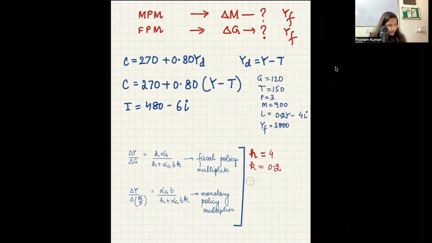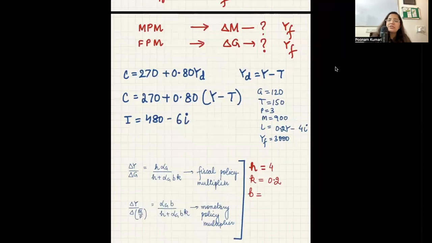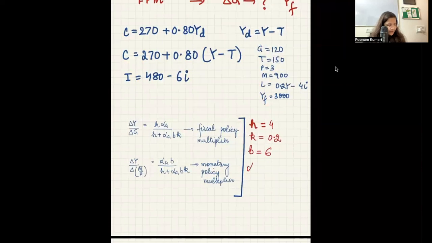Okay. Now we have B. अब इसके बाद the other thing is B. So B is basically whatever is the coefficient in front of I in the investment equation. यहाँ पे I के front में जो भी coefficient है, that is 6 here. So B is 6. Okay, so H is 4, K is 0.2, B is 6, and the only thing which is left is alpha G. Alpha G is the multiplier.